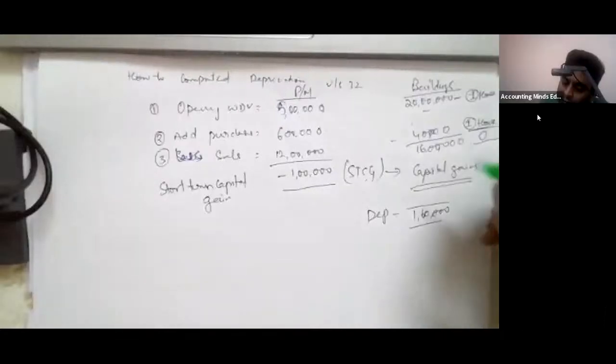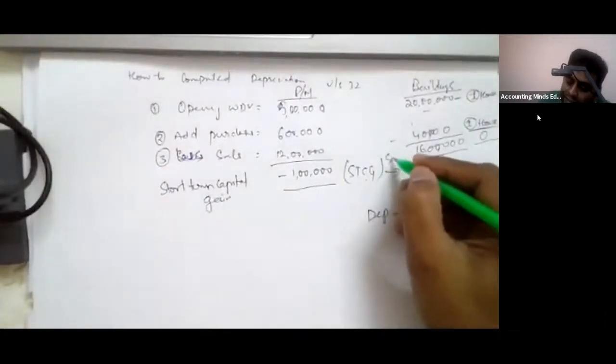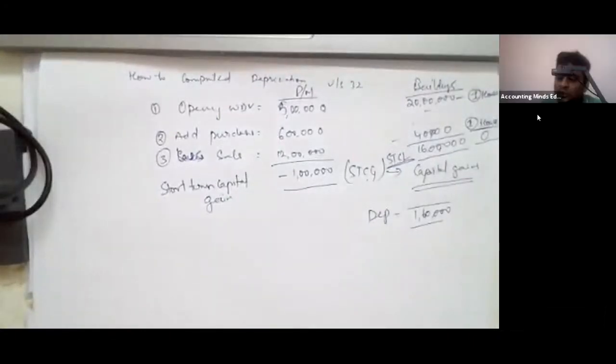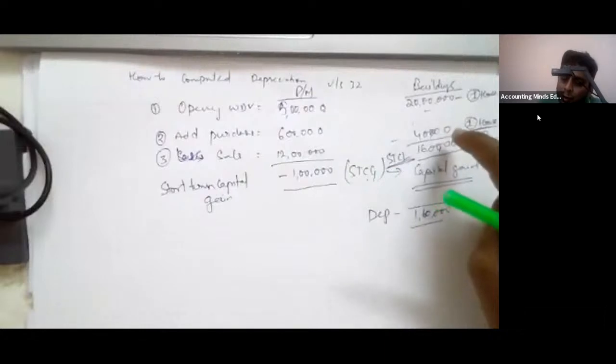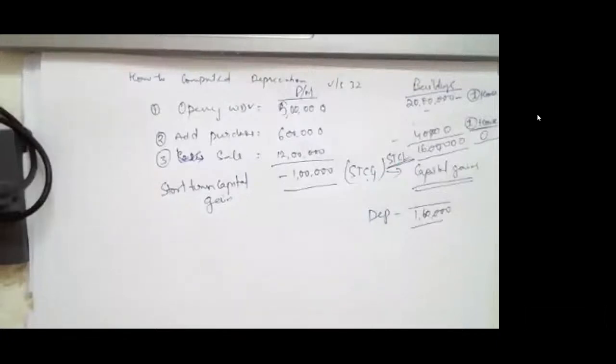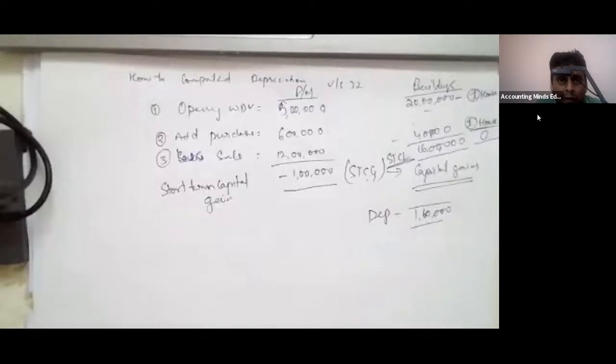But sir, then what is this 16 lakhs? This 16 lakhs is short-term capital loss. Understood? That means what? A 20 lakh building, I sold it for 4 lakhs. I have incurred a loss of 16 lakhs. Make sense? Yes, sir. So that's what we were trying to explain over here.